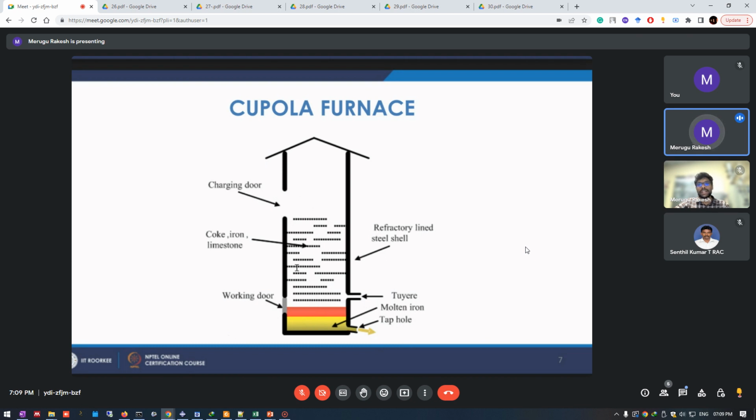So this is a continuous process. We can continually charge the coke, iron, and limestone, and we can continually get the molten iron. Okay, this is the simple cupola furnace.